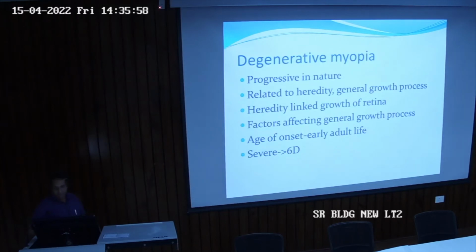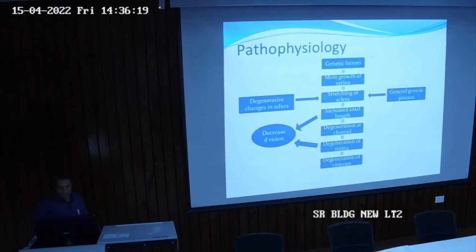Third is the degenerative or pathological myopia. It is progressive in nature, related to hereditary general growth process. Heredity linked growth of retina, factors affecting general growth process. Age of onset is early adult type, and it will cross this 5 diopter. It may reach up to 6, 8, 10 or 15 or 20 diopter of myopia.